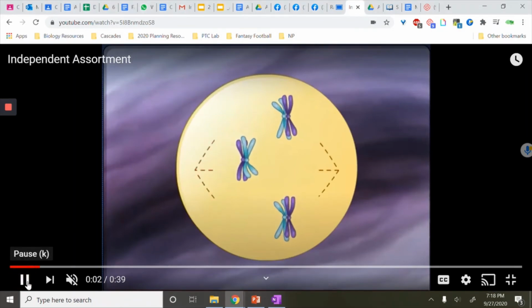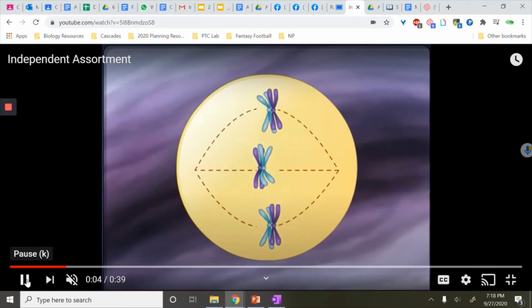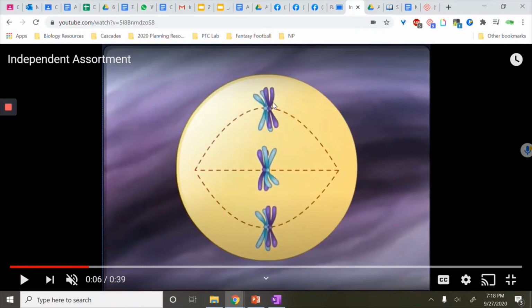So you can see that the homologous pairs are lining up together. We have genetic dad's chromosome number 1 over here, genetic mom's over here, and then they've switched places for chromosome number 2. Genetic dad's chromosome is over here on the left, and genetic mom's chromosome is over on the right. And then they've swapped again for chromosome number 3. Genetic dad on the right, genetic mom on the left.